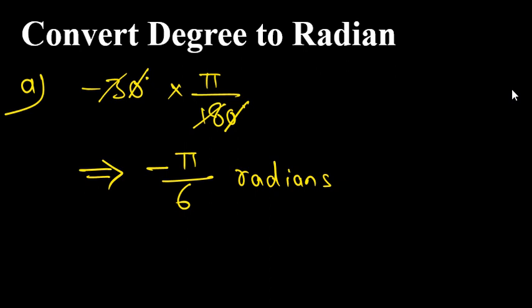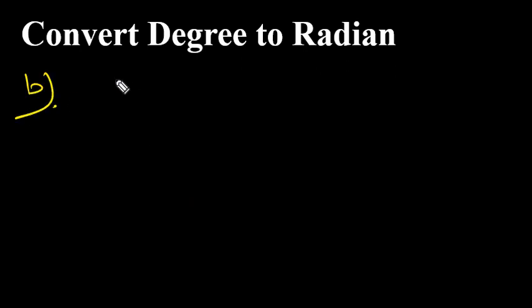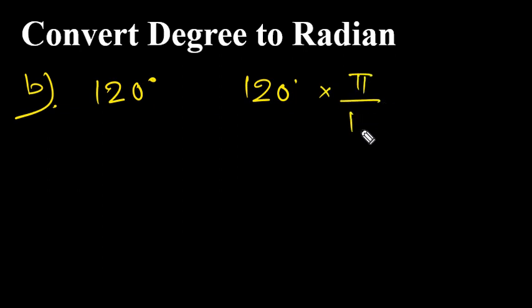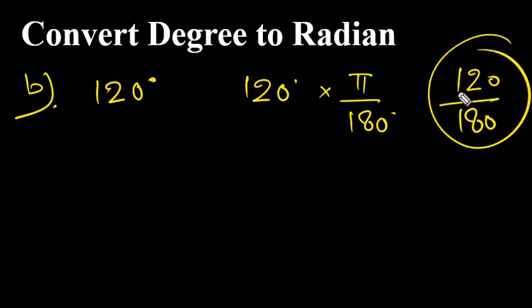Okay, next question. This is a different one. So 120 degrees. Now how can we change it? So 120 degrees multiplied with pi over 180 degrees. If you don't know anything, just write 120 divided by 180 in the calculator. You will get the simplified expression, and put pi in the same expression, you will get your answer.